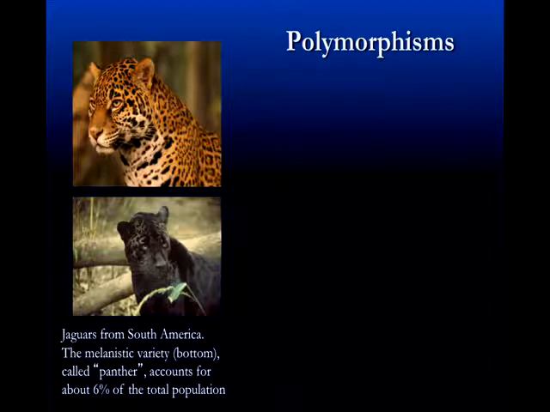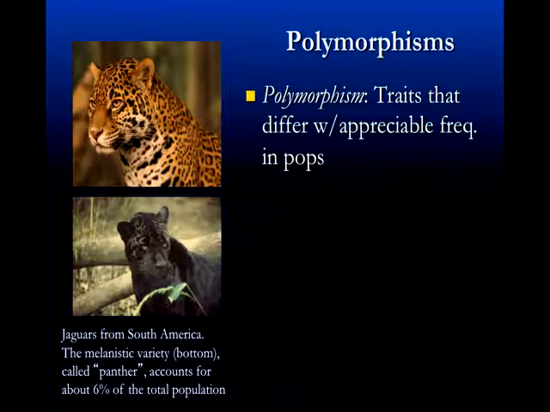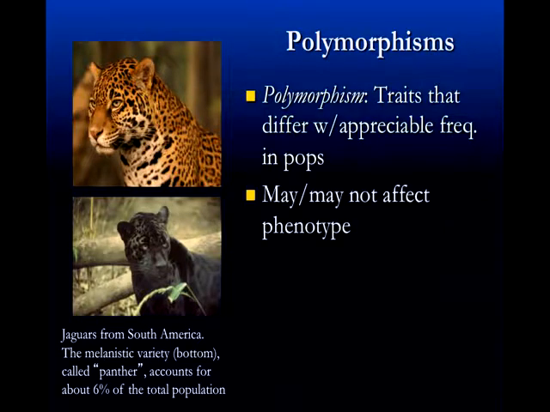So when you have a trait that appears with appreciable frequency in a population, such as 6% of jaguars in South America, that's called a polymorphism. Polymorphism just means it comes in multiple forms. So traits that differ with appreciable frequency in populations are called polymorphisms. They may or may not affect the phenotype. So some polymorphisms are silent mutations that have no impact on the phenotype. Some polymorphisms might be recessive, so they don't have an effect on the phenotype.